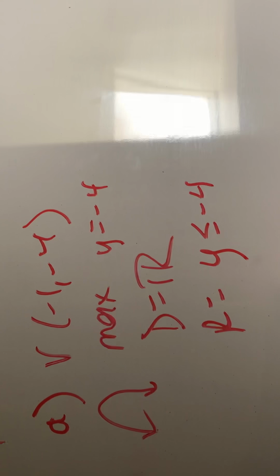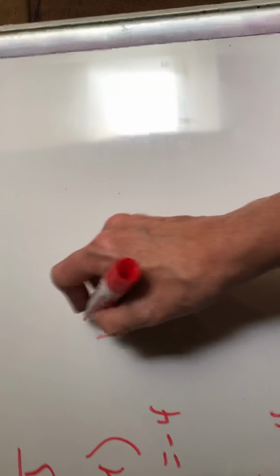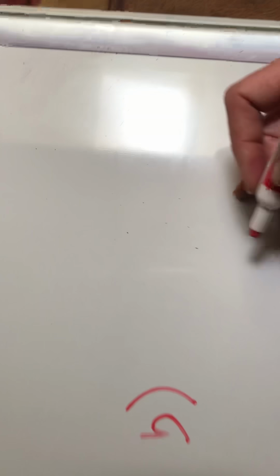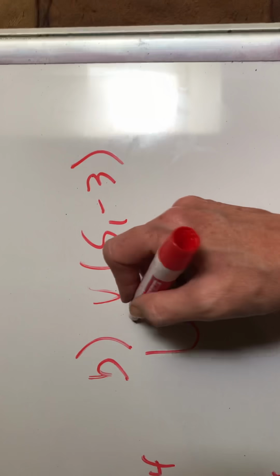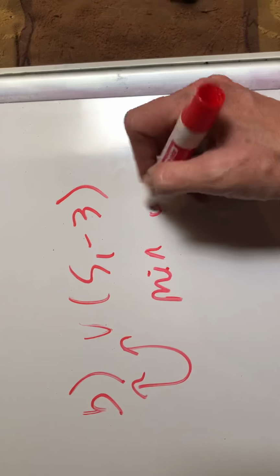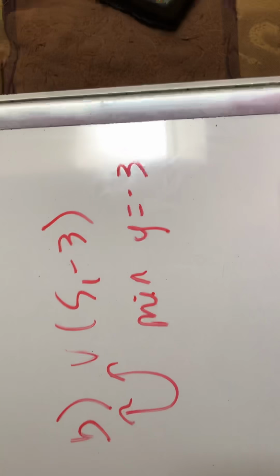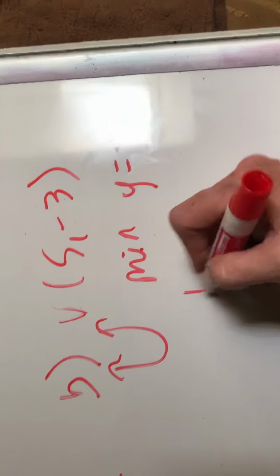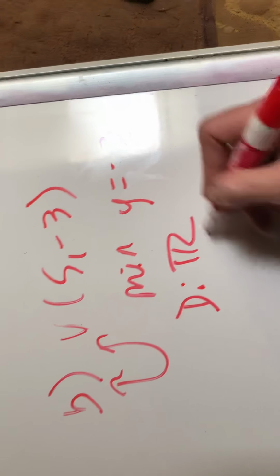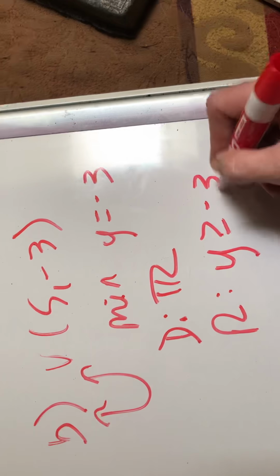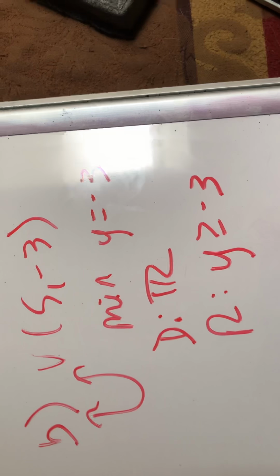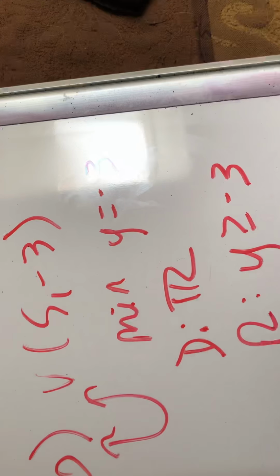And again, I wanted to do this one, and I'm going to do B as well because what they've done on the scales, it's very hard to tell. Then on B, the vertex is 5, -3. It opens up, so it has a minimum at y equals -3. That's where the minimum is. Then your domain is all reals. And your range, because it opens up, it's y greater than or equal to -3. That's your range, okay? Then on C, D, and E, you're looking for x-intercepts.